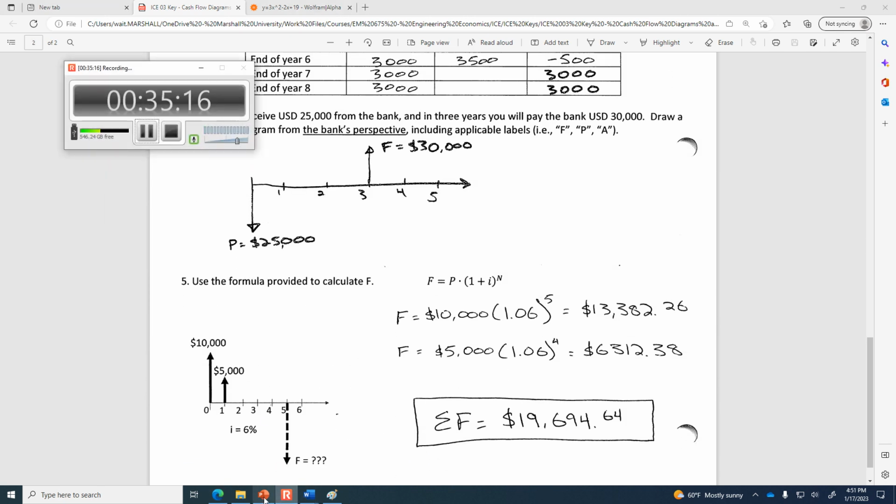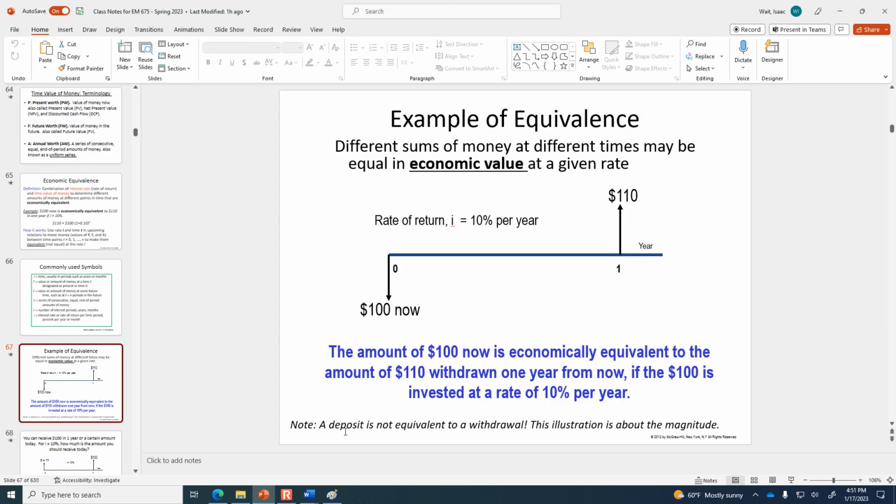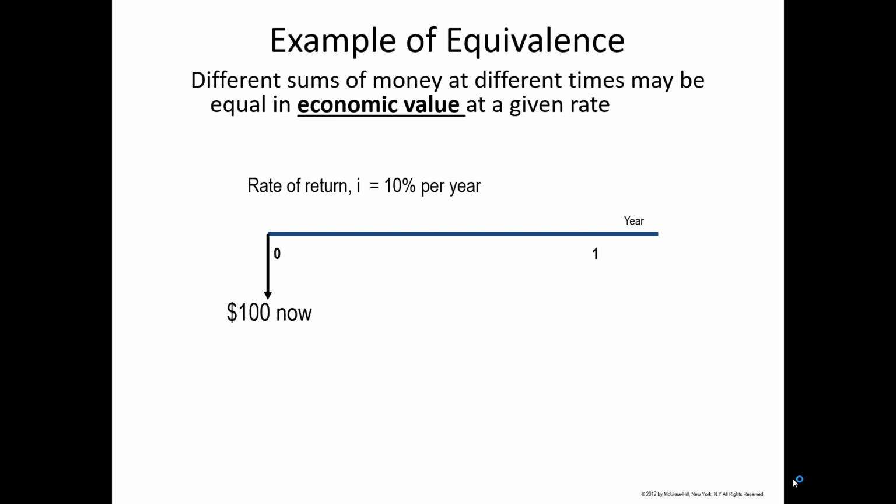Okay. So this illustration is about magnitude, and so it's okay to say that a $110 withdrawal is economically equivalent to a $100 deposit, as long as you understand why that would be, because you're making a deposit now, and so you can withdraw it in the future. But what if you're thinking about the perspective of a deferred payment?